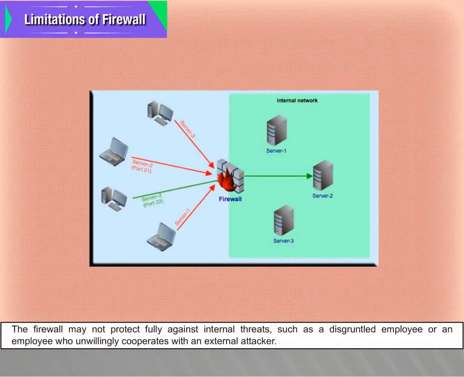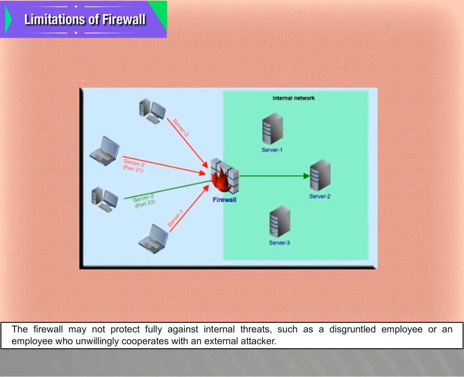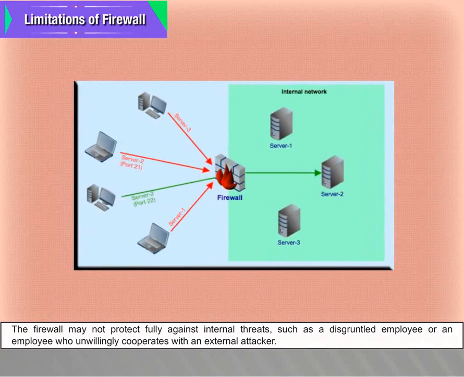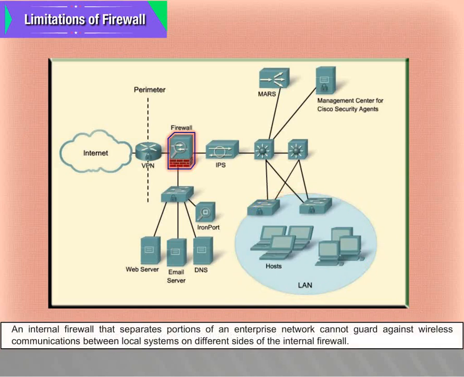The firewall may not protect fully against internal threats such as a disgruntled employee or an employee who unwillingly cooperates with an external attacker. An improperly secured wireless LAN may be accessed from outside the organization. An internal firewall that separates portions of an enterprise network cannot guard against wireless communications between local systems on different sides of an internal firewall.